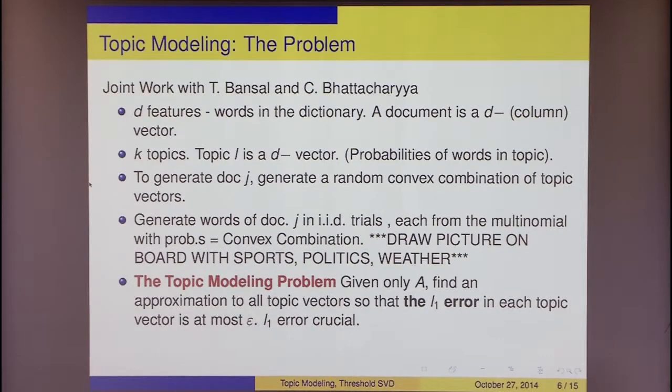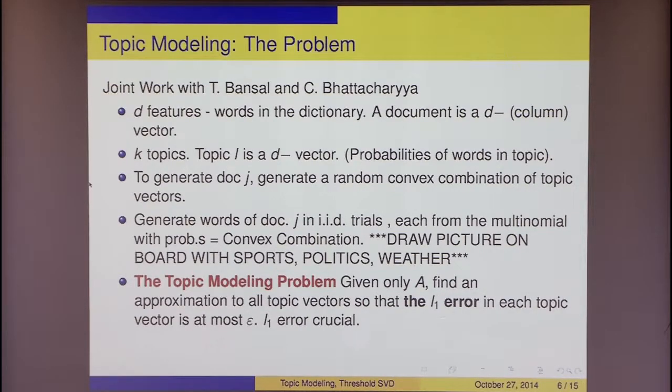The topic modeling problem, which is a standard problem, but I'm putting a twist on it that is worth paying attention to. Given only this matrix A, which is a set of documents. Did I say what A was? Okay, I didn't say that. Sorry, excuse me. A is a matrix consisting of columns which are documents. I give you a bunch of documents generated this way. And I want to find an approximation to the K topic vectors.